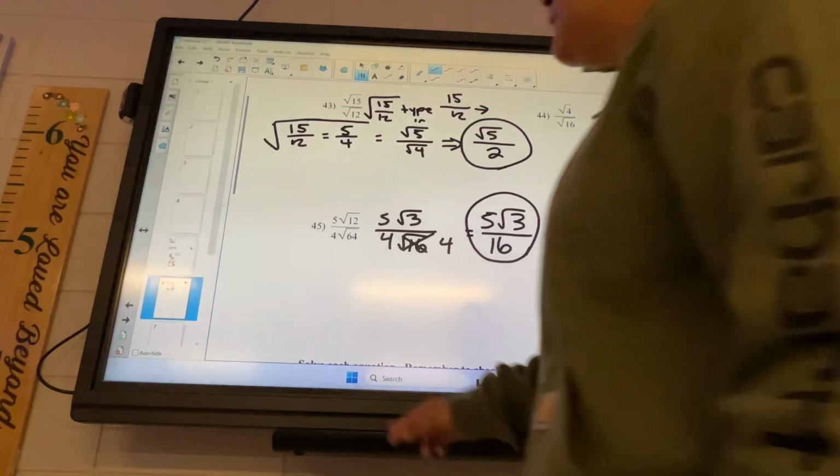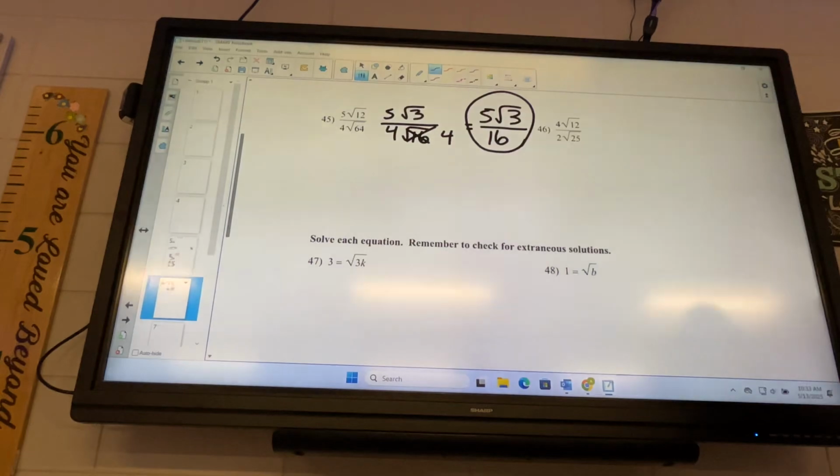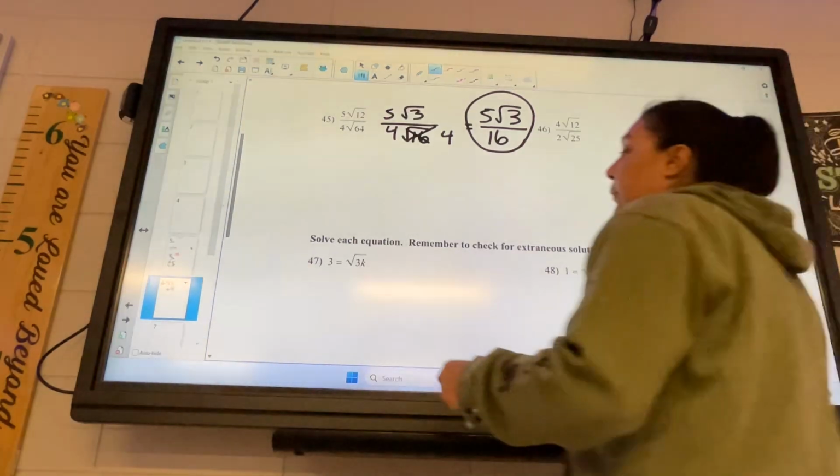Okay, 47 through 50 is all about solving radicals. You cannot move the radical or anything until everything is underneath the radical. So if you look at 49, what part is not underneath the radical? The 10. Okay, look at 50. What is not underneath the radical? The 8. So you would have to move those first. But if you look at 47, everything is underneath the radical.